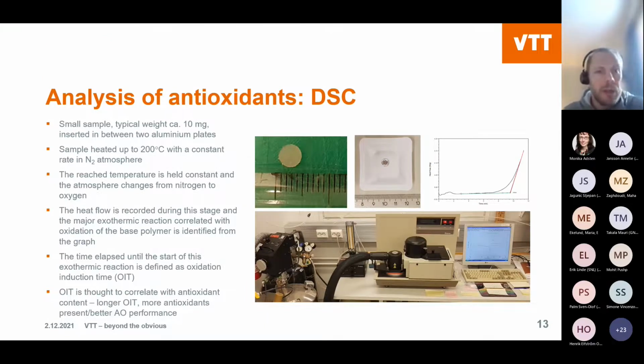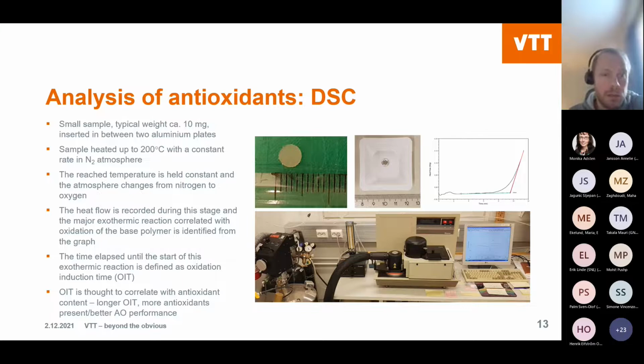So, analyzing antioxidants with DSC. The benefit of this method is a small sample size, about 10 milligrams. It's basically inserted between 2 aluminum plates and put in the DSC chamber, which is heated up, let's say to 200 degrees with a constant rate in nitrogen atmosphere.